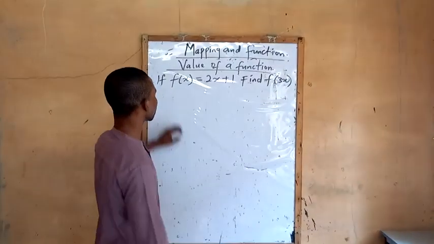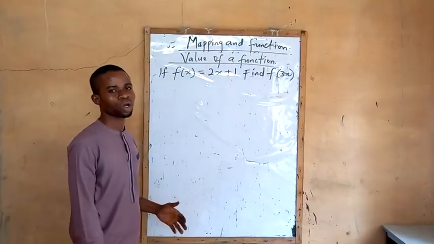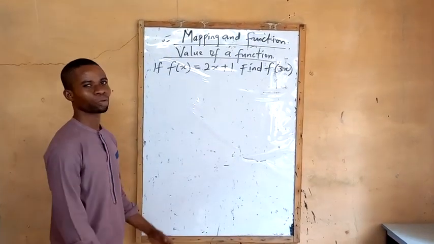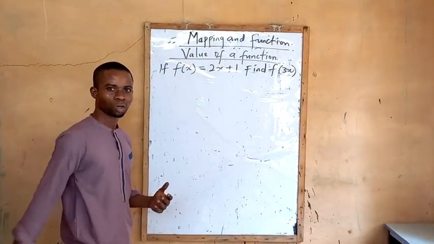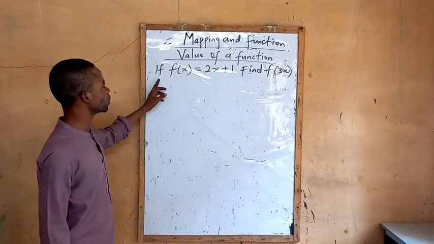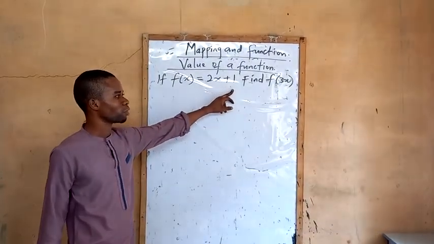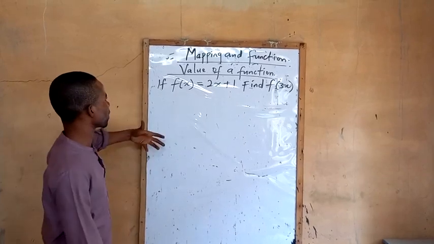Now, these are other subtopics under mapping and functions. We call it value of the functions. Here we are just going to be substituting. Now, we are given that if f of x is 2x plus 1, find f of 3x.